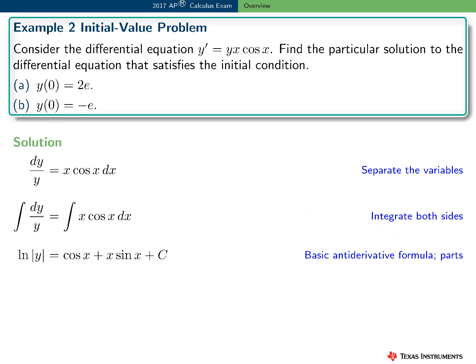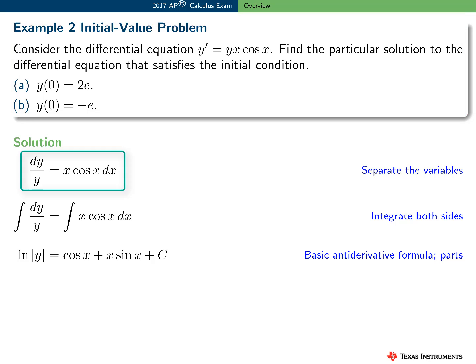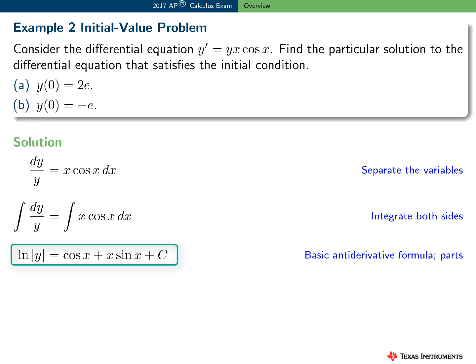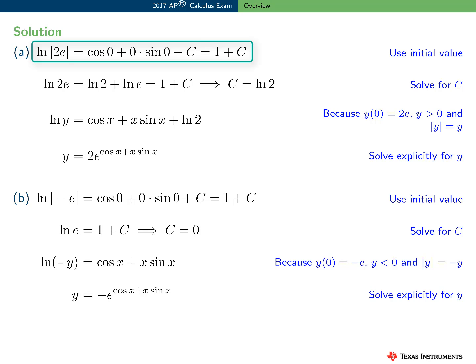Let's consider another differential equation. And let's find the particular solution that satisfies each initial condition. So use differential notation and separate the variables. And then integrate both sides. Use basic anti-differentiation formulas and note that the left side here must have the natural log of the absolute value of y. In this example, I'll use the initial condition before explicitly solving for y.